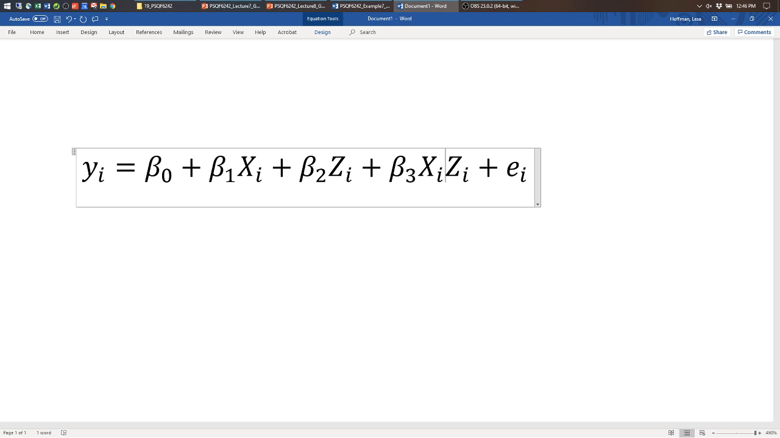So beta 3, the interaction slope, makes beta 1 more or less positive or negative as a function of z. Beta 3, the interaction slope, makes beta 2 more or less positive or negative as a function of x. So the idea that whether or not x matters depends on what your z value is. That's what this model is saying. Whether or not, or the extent to which z matters, depends on your value of x. That's also what this model is saying.